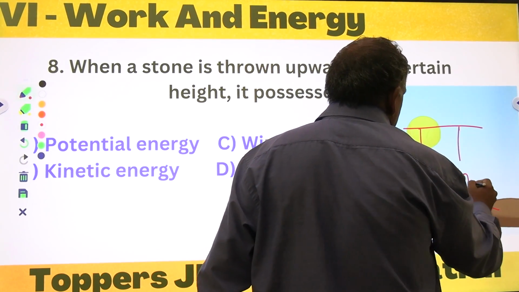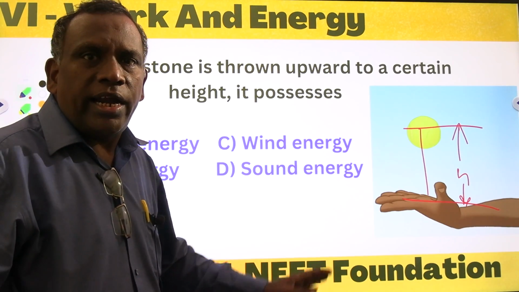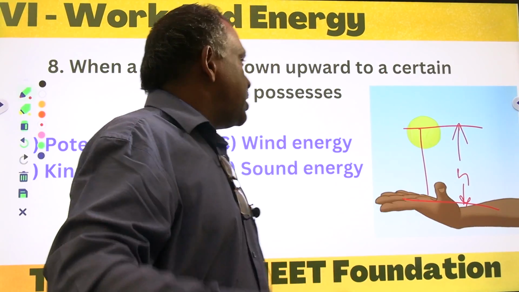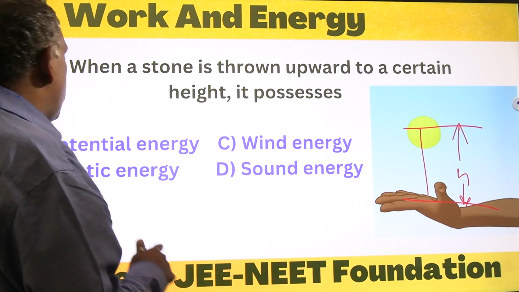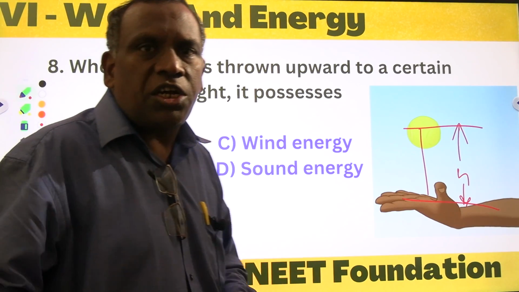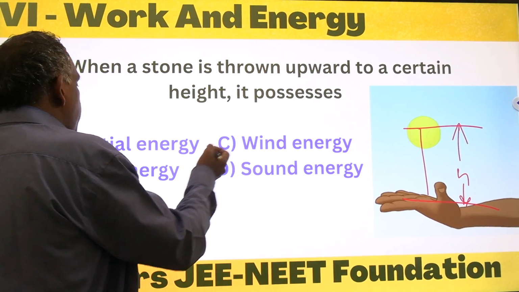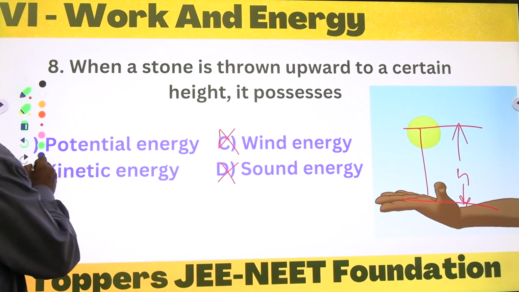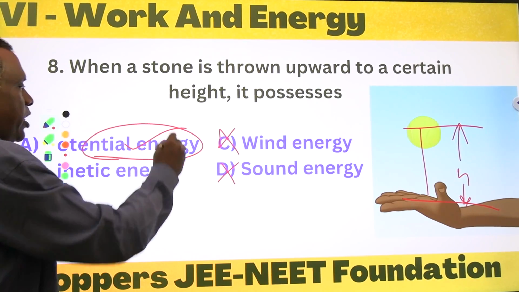There is a certain height, and the body is there at that height. So definitely the energy possessed by a body by virtue of its position or state is what we call potential energy. If you look at the options, wind energy is not correct, sound energy is not correct, and kinetic energy is also not correct.